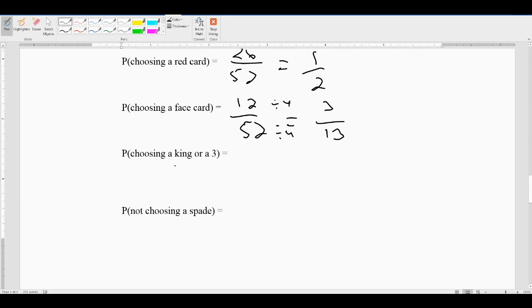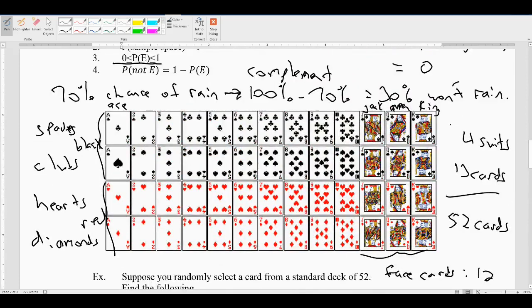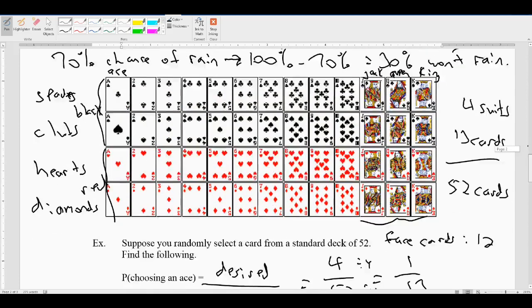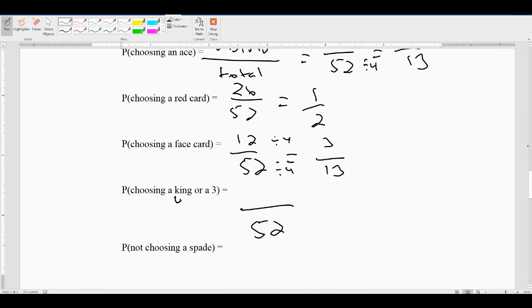Okay, now this one. Probability of choosing a king or a 3. Now this one, you got to think about it just a little bit. Well, not really. It's still going to be out of 52. How many kings are there altogether? Well, there's 1, 2, 3, 4. And how many 3s are there? 1, 2, 3, 4. So there's 4 kings and there's 4 3s. So that's the same as 4 plus 4, which is 8 total cards altogether. And then you can reduce. Once again, 4 divides into both of those. That goes 2 and that goes 13.